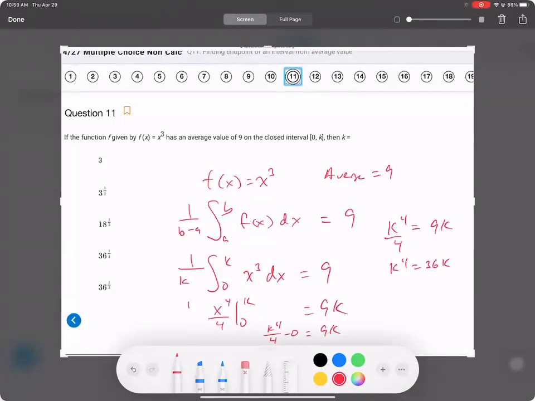Let me check that I messed up anywhere. Okay. Actually, we can divide by k, so it's k cubed equals 36. And then we can cube root both sides. In this case, k is 36 to the 1 over 3. So the calculus part was this step here, and then algebra 2 the rest of the way.